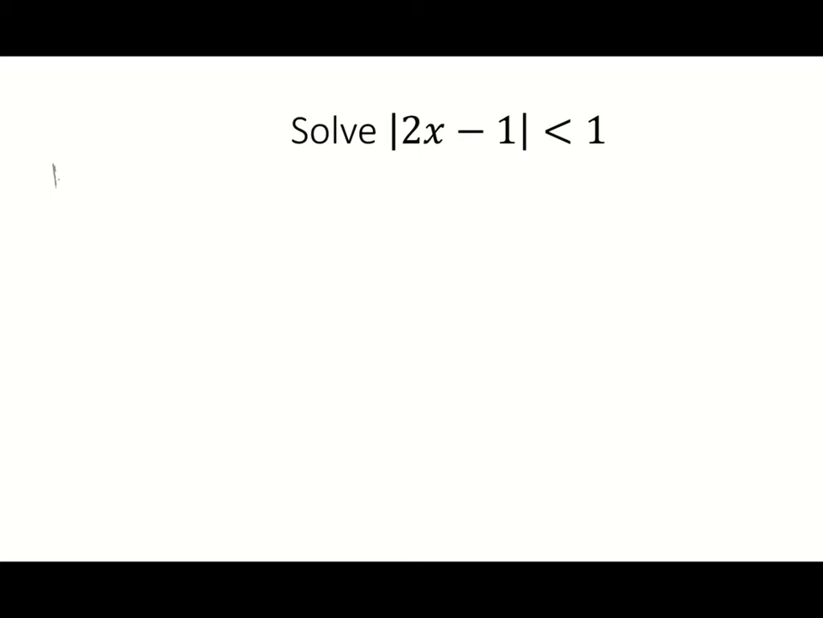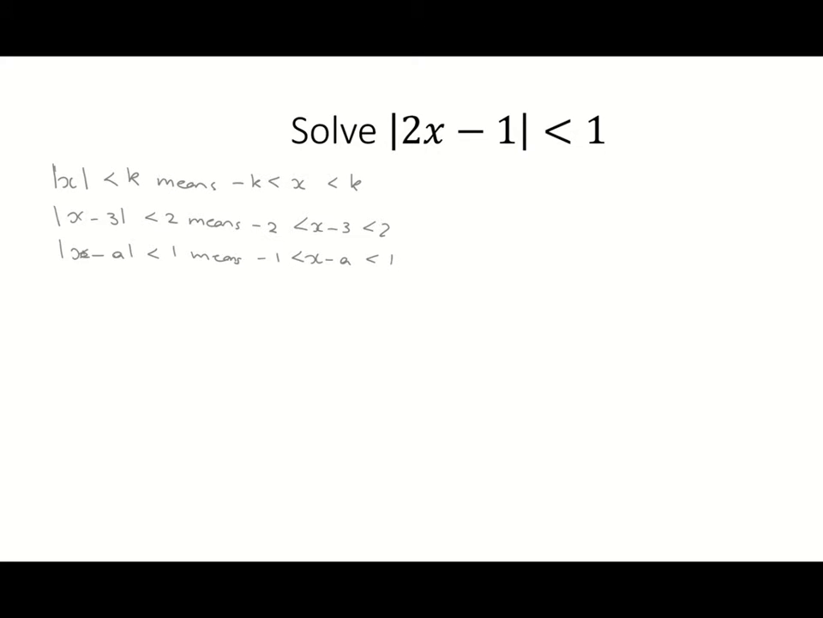So the absolute value of x being less than k means that negative k is less than x, which is less than k. So if we've got the absolute value of, say, something like x minus 3 being less than 2, what this means is that negative 2 is less than x minus 3, which is less than 2. And if we have a generic one, x minus a is less than, say, 1, what that means is that negative 1 is less than x minus a, which is less than 1.